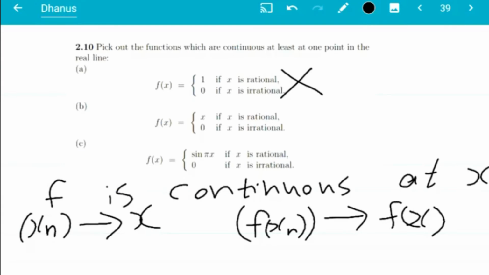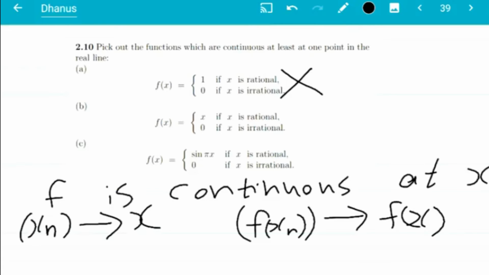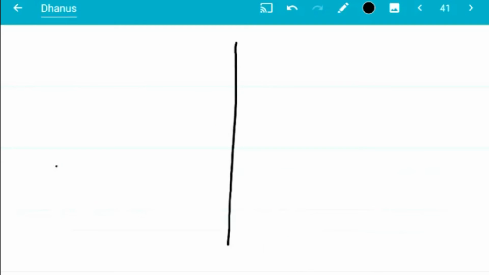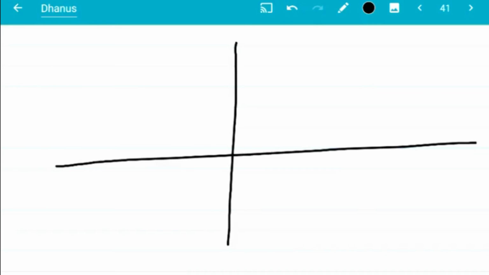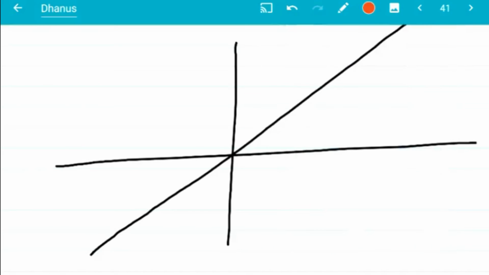Usually in doing these problems, we can check directly by just considering the functions. Here, if x is rational, the function is x, and if x is irrational, the function is 0. Just look at the x-axis and y-axis, and write the function f of x equal to x. That will be a line like this, and consider the function f of x equal to 0. That will be a line, and the function f will be continuous at the intersection point. Okay, that is an easy technique for doing such problems.